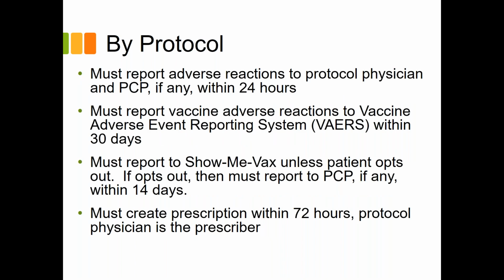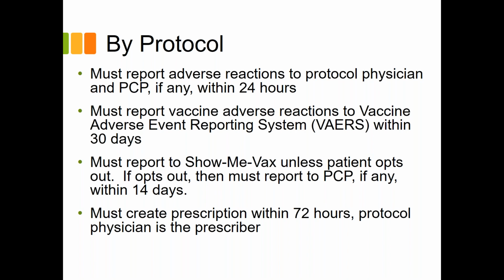So if you're doing it by protocol and have an adverse reaction, you are required to report it to the protocol physician, and if the patient has a primary care provider, to them also, and do that within 24 hours. You must also report any vaccine adverse reactions to the VAERS program within 30 days. And then you're required to report all immunizations to Show Me Vax, the state reporting site database, unless the patient opts out. And if the patient opts out of reporting, then you still must report to their PCP if they have one, and do that within 14 days.